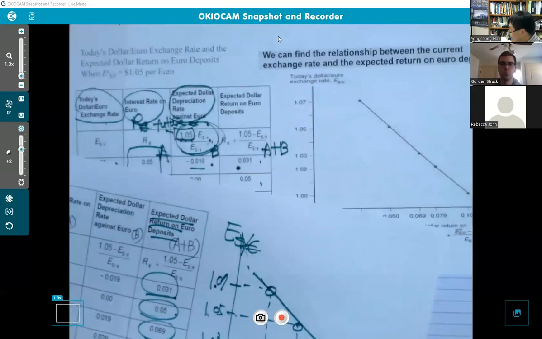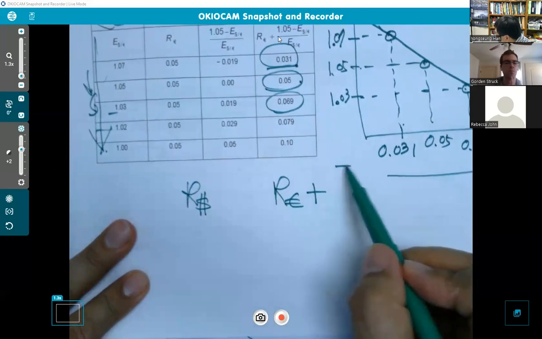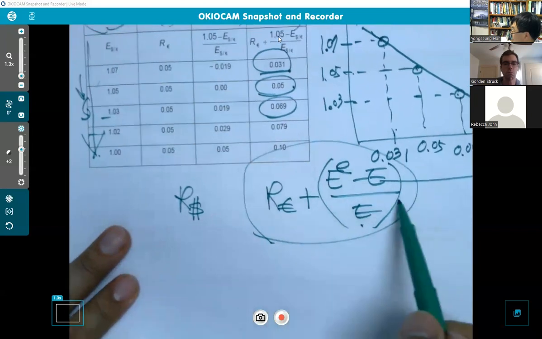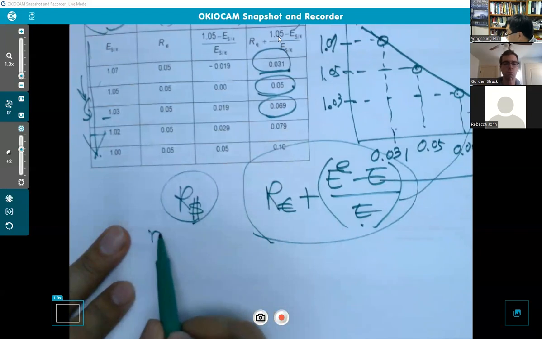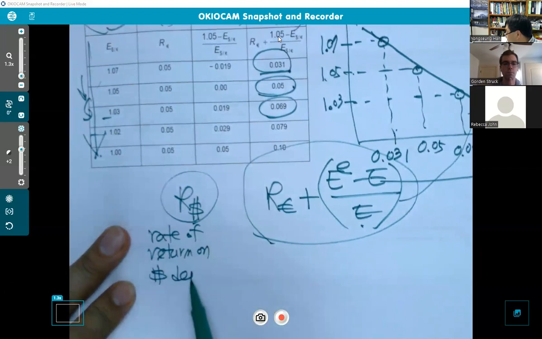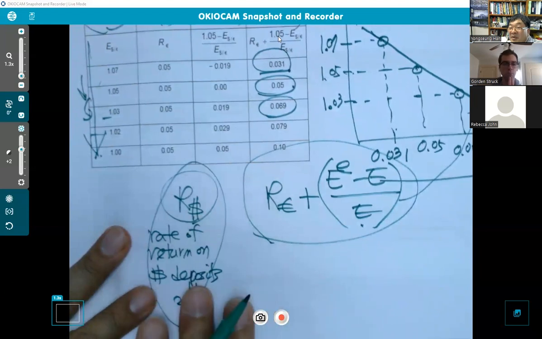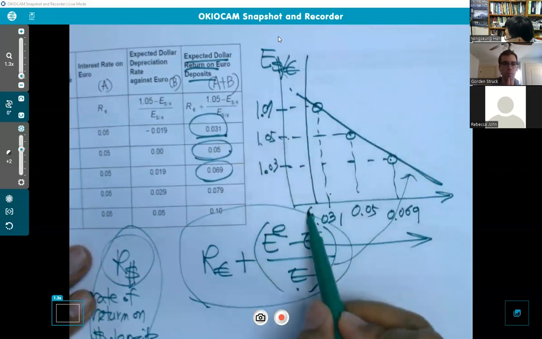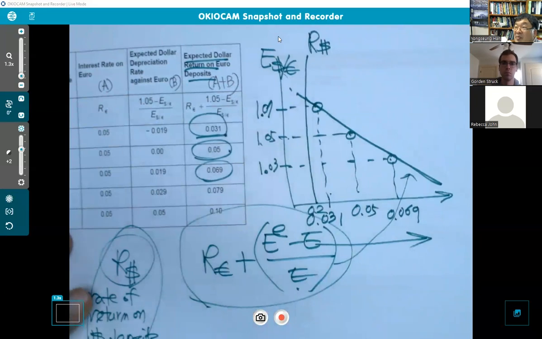Let's say this part. This part is shown in this graph. Relations. What about this? Rate of return on dollar deposit. Yes, 2%. That does not change at all. So let's say 2%, so 0.2. So this is the dollar rate of return on dollar deposit.